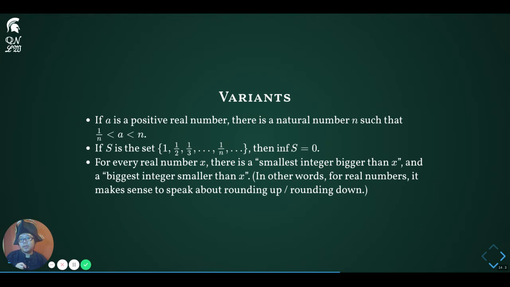The third variant is very convenient when making arguments and wanting to locate an integer near an arbitrary real number. It basically says that given an arbitrary real number x, you can round down to get the biggest integer that is smaller than x, and you can also round up to get the smallest integer that is bigger than x.